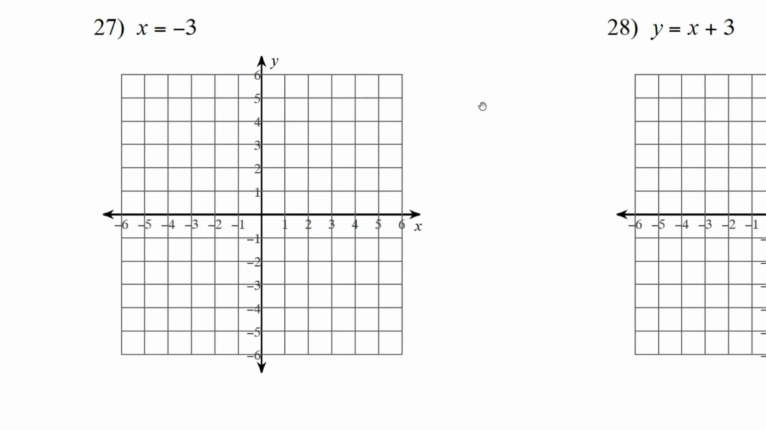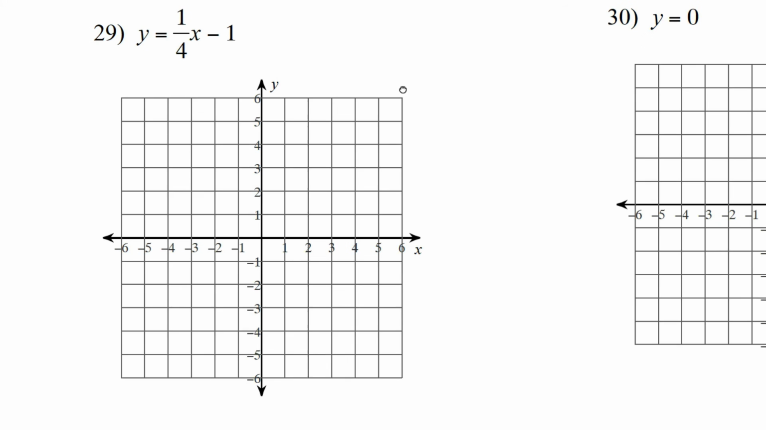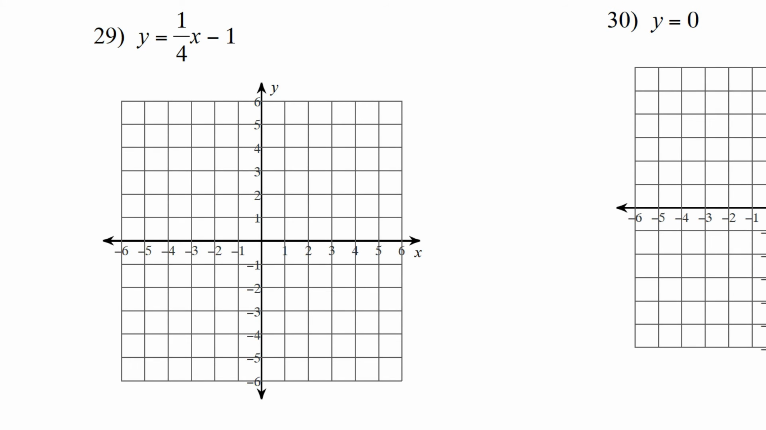So x equals -3, we just find where -3 is, and it's an up and down line. Our y-intercept is -1. So from here, we're going to go up 1, and then over 4: 1, 2, 3, 4. Up 1 and over 4. Positive on both. There's our line, if you'd hit the dots.